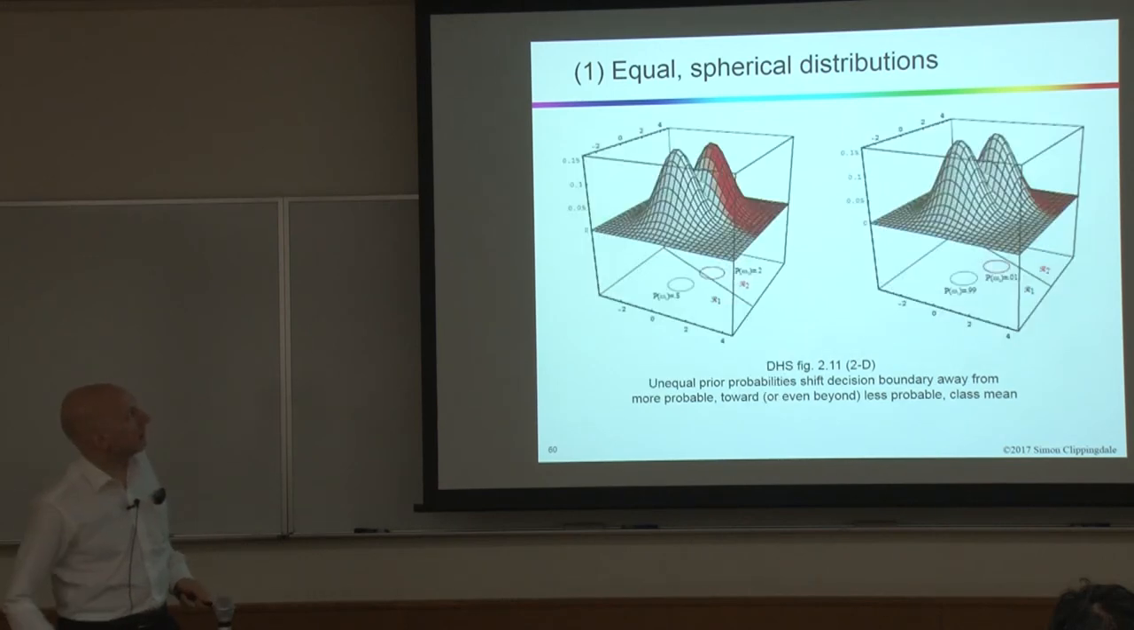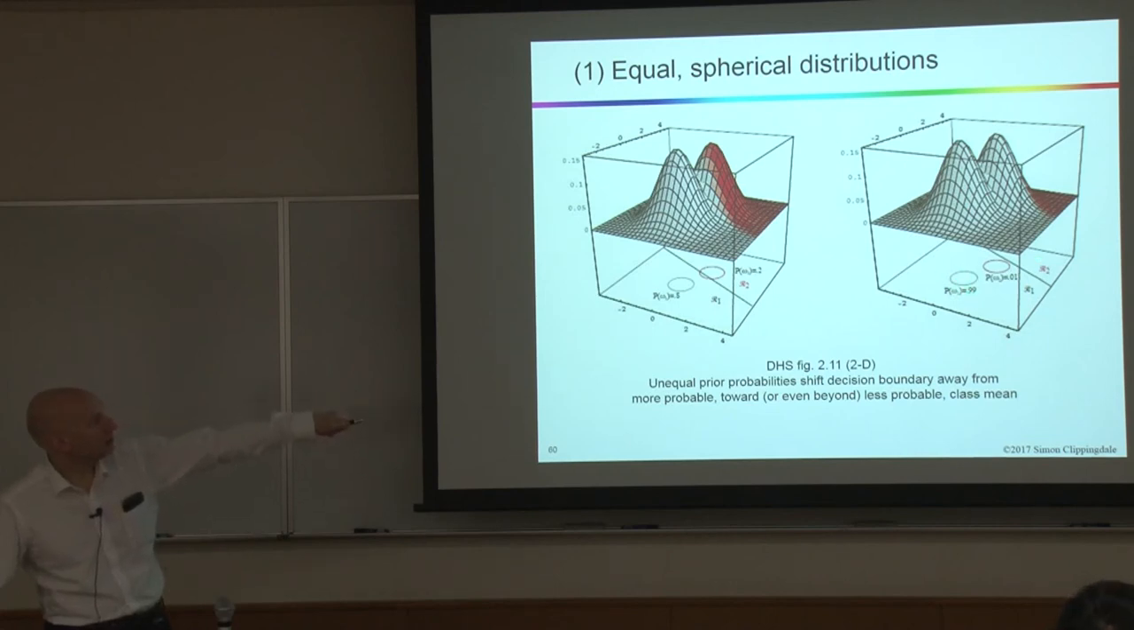Okay. Here's a two-dimensional example. Class 1, class 2, projected onto this plane at the bottom. Here's class 1, here's class 2. These are circularly symmetric Gaussians. Here's region 1 and region 2 for the case where this is 0.8 and this is 0.2. So this class is more likely to occur than this class, which shifts the decision boundary over from the midpoint over to this way. Over here, we have a situation where the prior probability of this class is 0.99 and the prior probability of this one is only 0.01. In that case, the decision boundary has shifted way over beyond the peak of the less likely class.